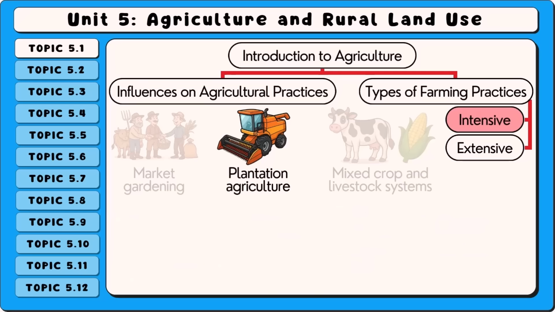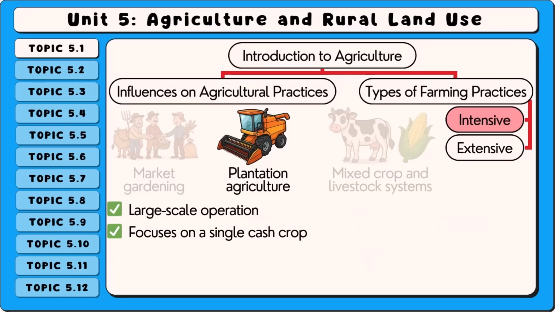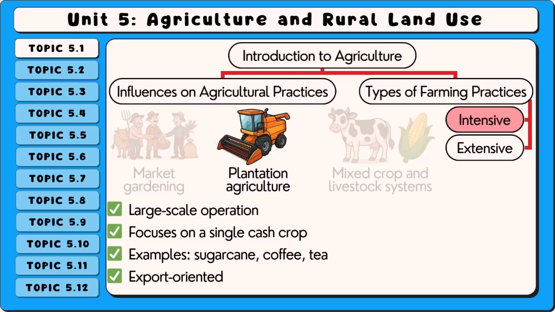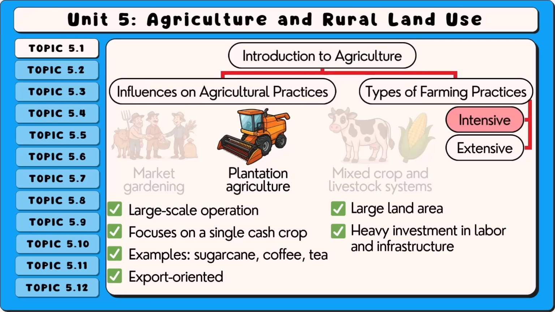The second type is plantation agriculture. This is a large-scale operation that focuses on growing a single cash crop, such as sugarcane, coffee, or tea, for export. While the land area is large, the farming style is still intensive because it involves heavy investment in labor and infrastructure. Plantation agriculture is common in tropical regions, especially in former colonies where this type of farming was historically introduced.